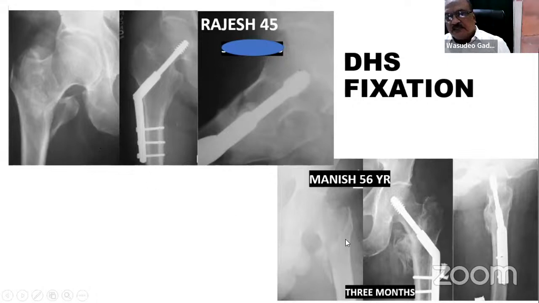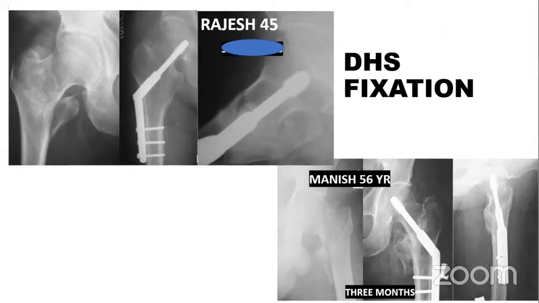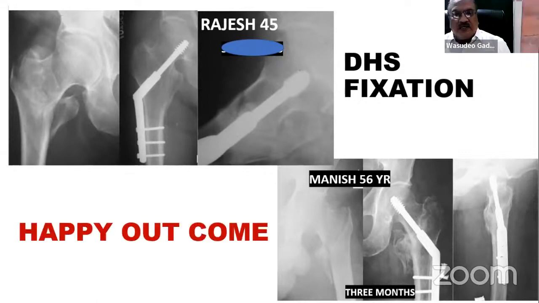Another example, you can see another A2-3 fracture, and there is a complete anatomical reduction and a happy outcome. The DHS gives excellent results in a stable intertrochanteric fracture.